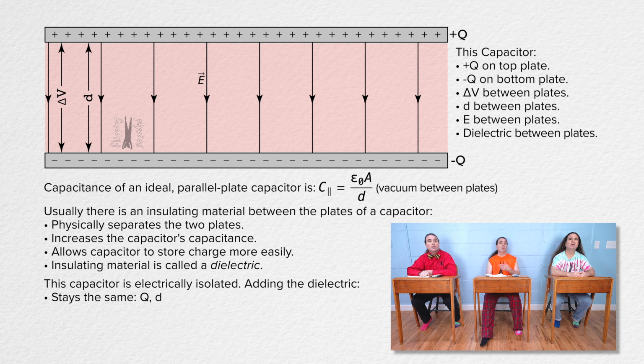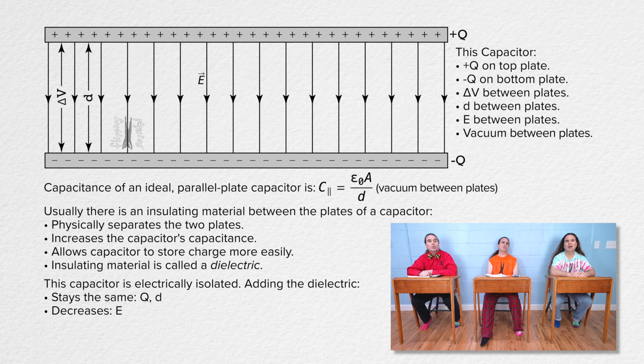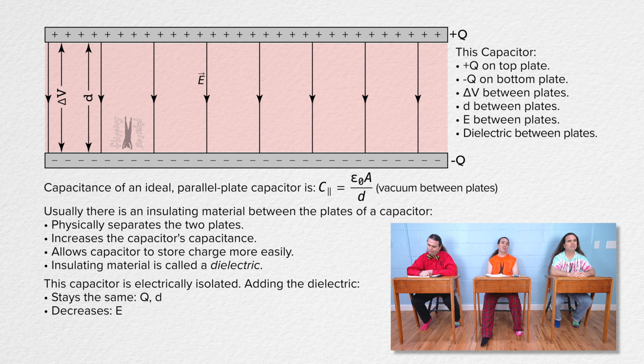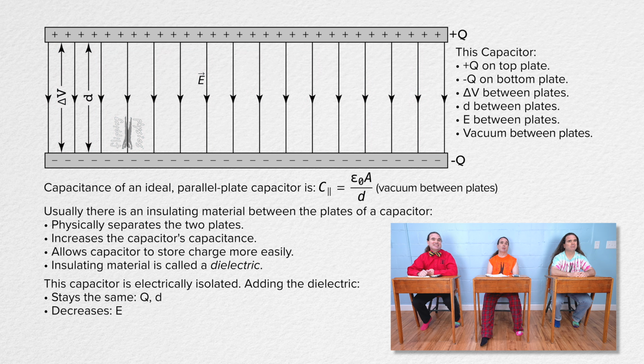What else? The magnitude of the electric field decreases. How do you know that? From the illustration. Without the dielectric, look at how many electric field lines there are, and then look at how many electric field lines there are with the dielectric. Clearly, the electric field decreases in magnitude with the dielectric. Yep, you can see that from the illustration.